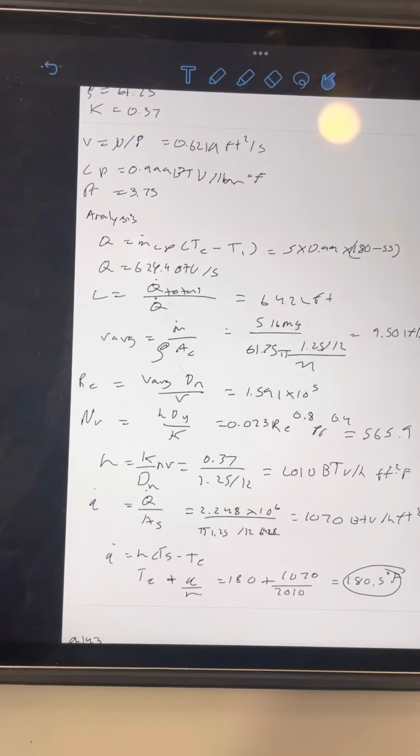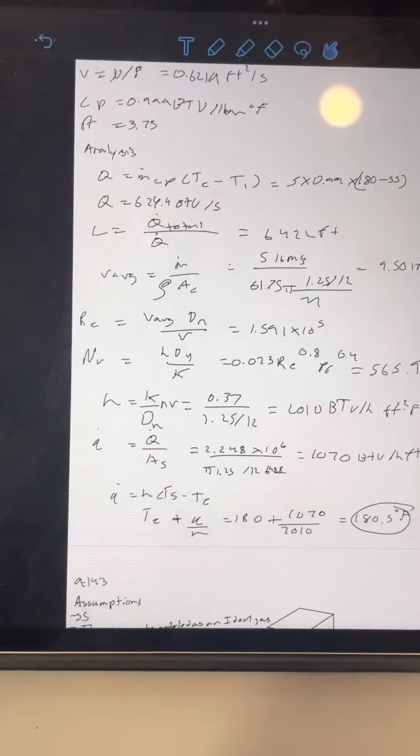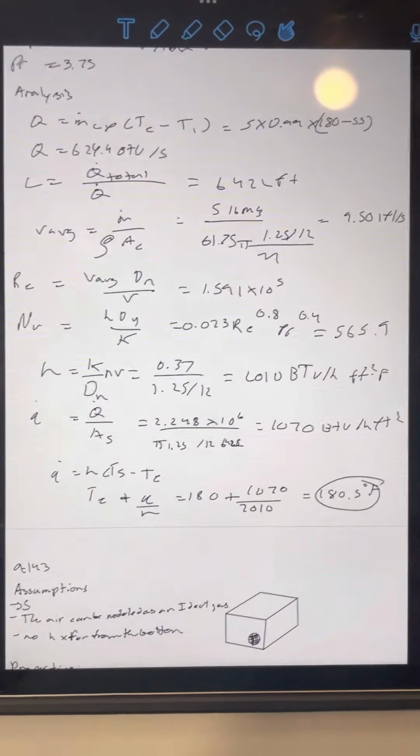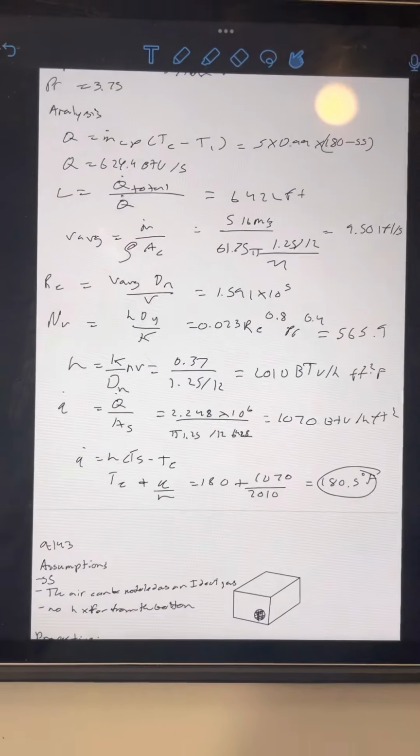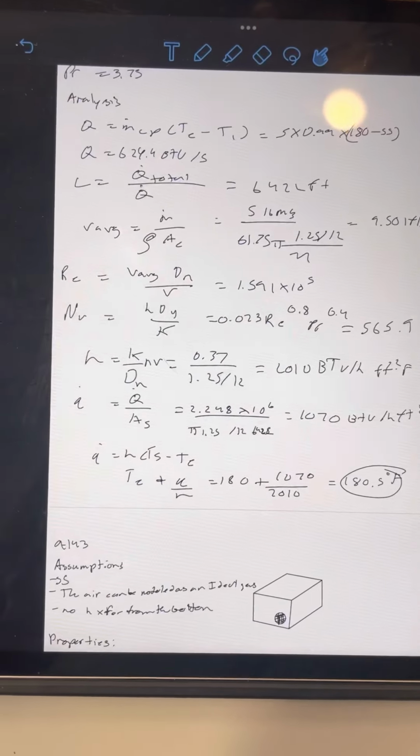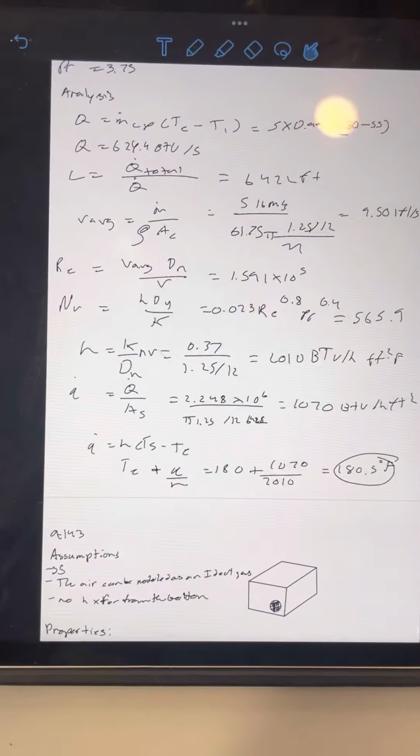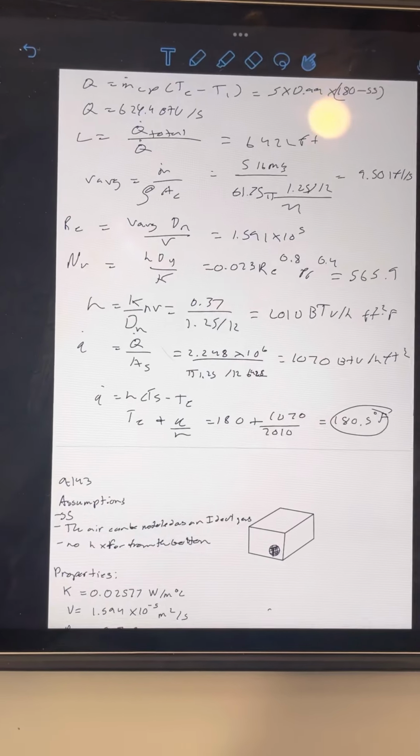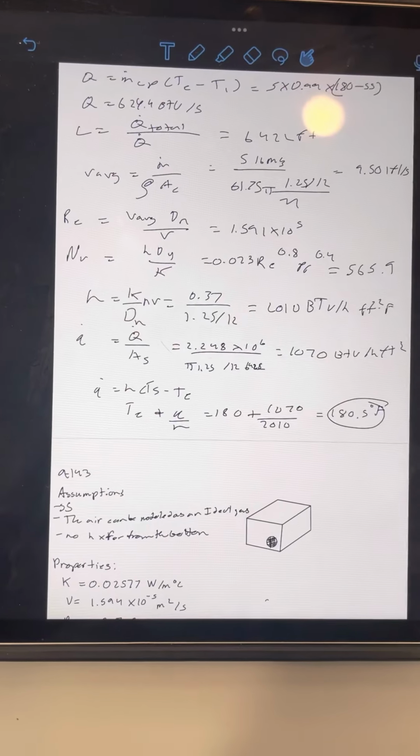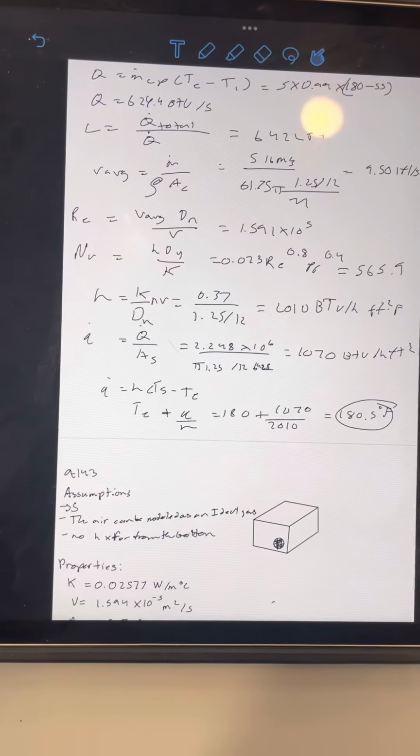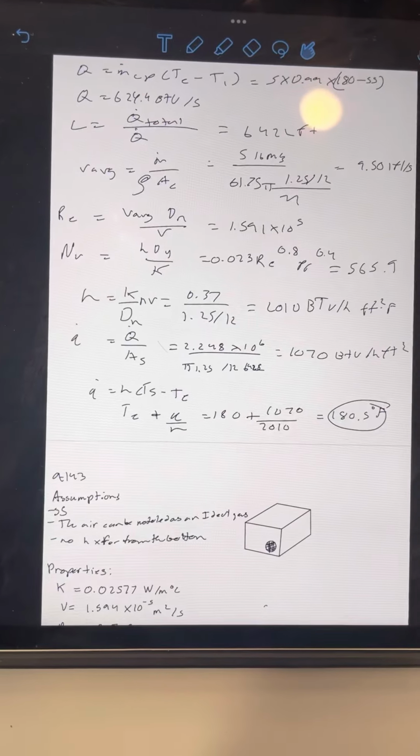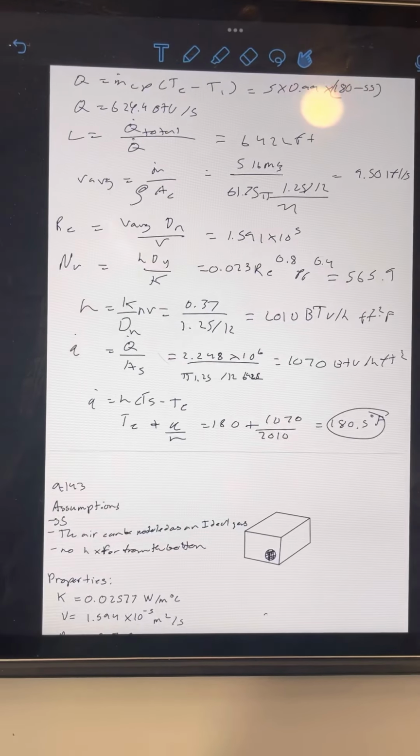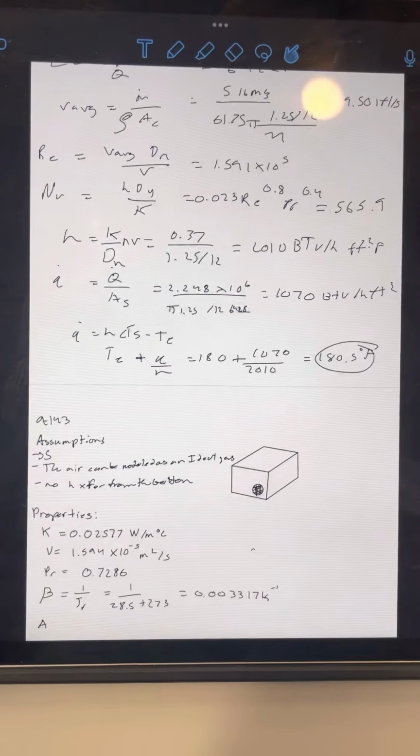We found density and K values, and then we used Q equals m dot Cp delta T to find what the Q required would be, and then using that and the Reynolds and Nusselt number, we found H, and then using that and the equation that related length and Q, we found the length, and then we found the temperature at the end.